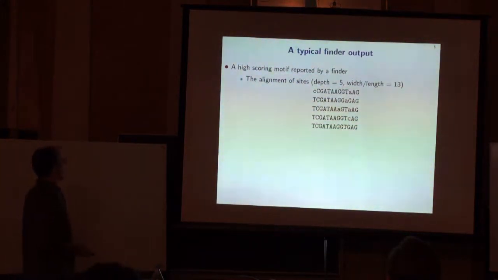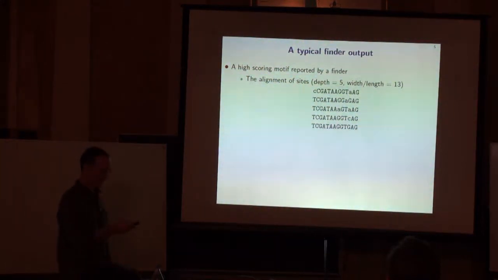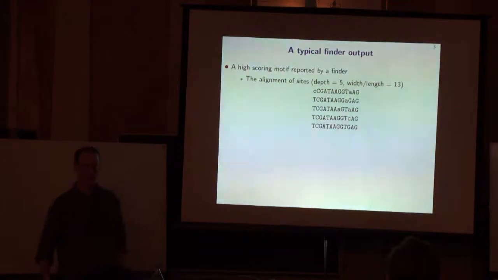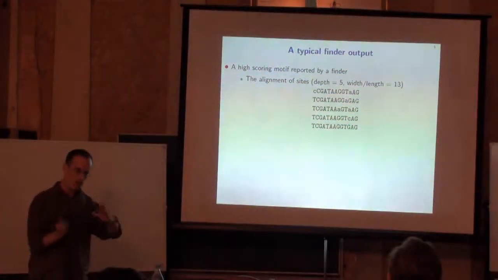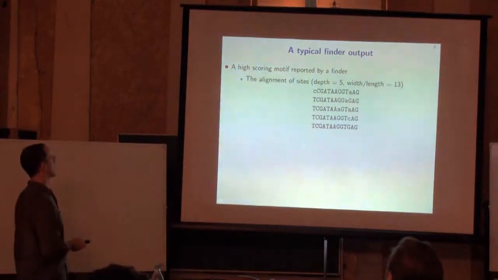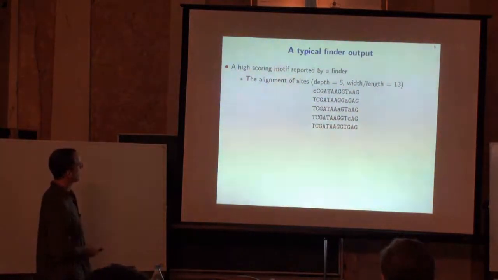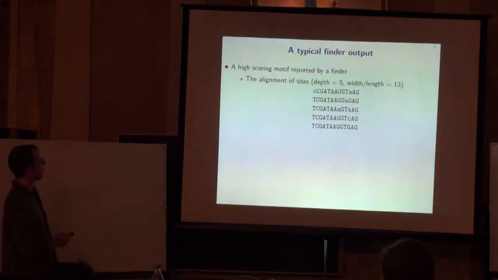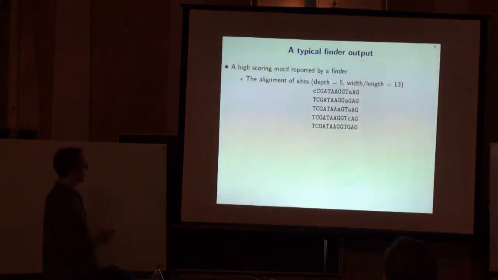A typical motif finder output would look something like this. The finder would produce the alignment of the sites, the collection of sites that, taken all together, is considered the motif. In this particular example, I have an alignment of depth 5, so 5 sites, and the width is 13. That's the number of letters per site.